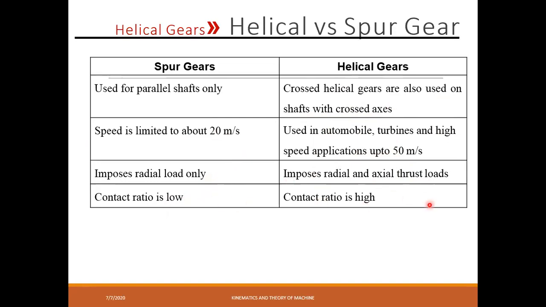All these parameters and points were already discussed in our previous theory. So the types of the helical gear, the importance of the helix angle, the advantages of the helical gear, the disadvantages of the helical gear, the difference between the spur gear and helical gears, and the uses and applications of the helical gears have been studied.